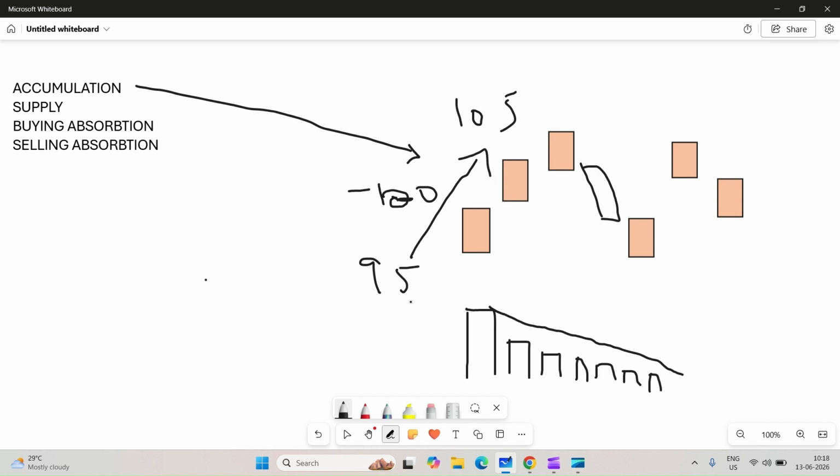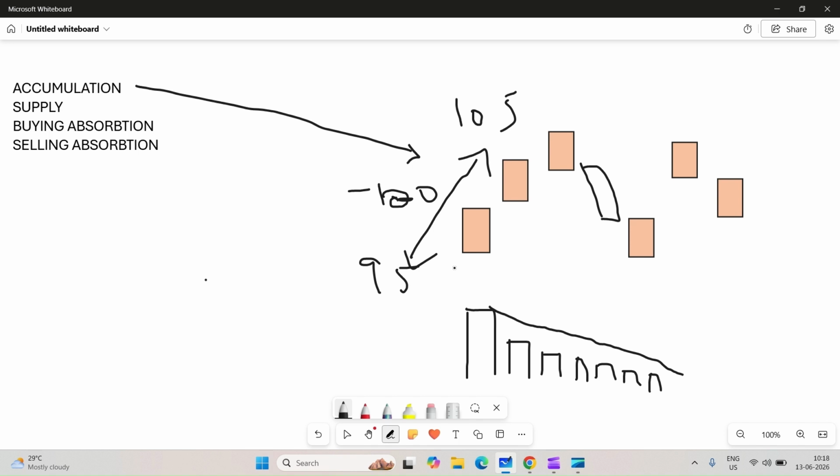They won't go outside of this range. Okay, they will buy some amount of stock at rupees 95, some amount at 100, then at 105. Then again they will wait. Once the stock comes down, they will buy a little quantity at 102, like that. They will accumulate. Okay, and the stock volume will decline.